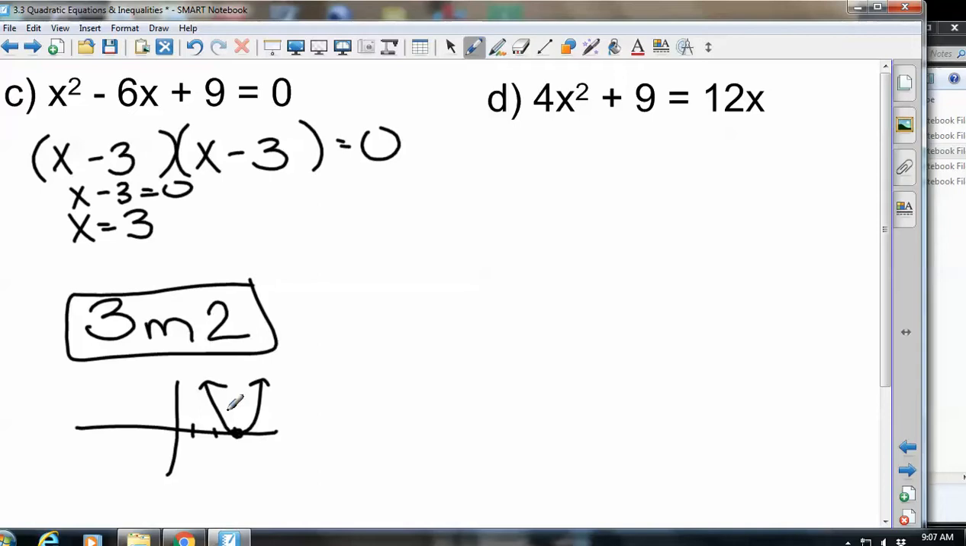D. What do I need to do here? Get everything on one side. So I'm going to subtract over this 12x, and I'll go ahead and put it in decreasing order. So 4x squared minus 12x plus 9.